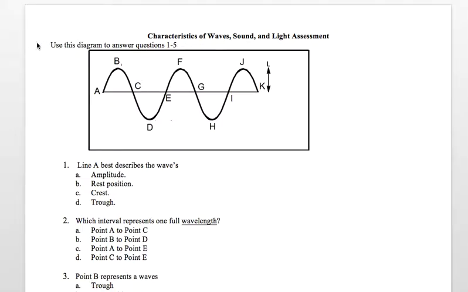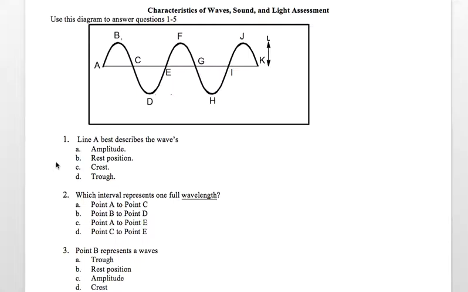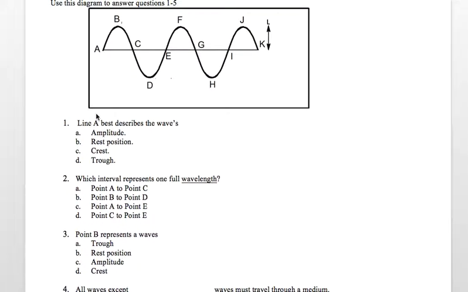Okay, this is your characteristics of wave, sound, and light assessment. Use this diagram to answer questions 1 through 5. Number 1, line A best describes the wave's A, amplitude, B, rest position, C, crest, or D, trough. Number 2, which interval represents one full wavelength?